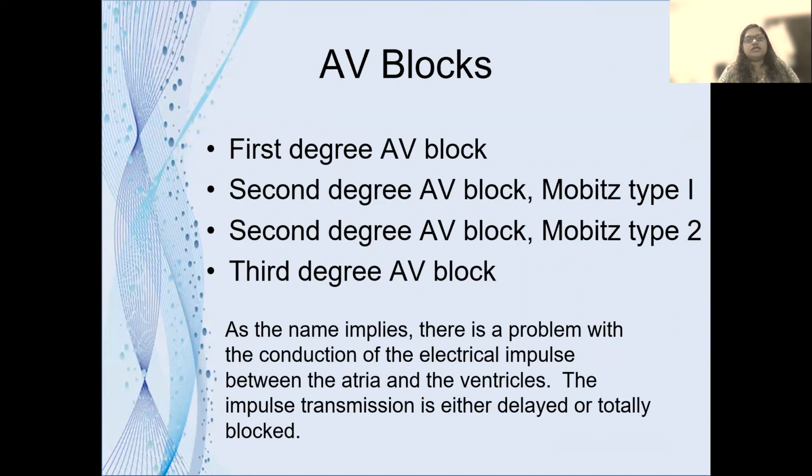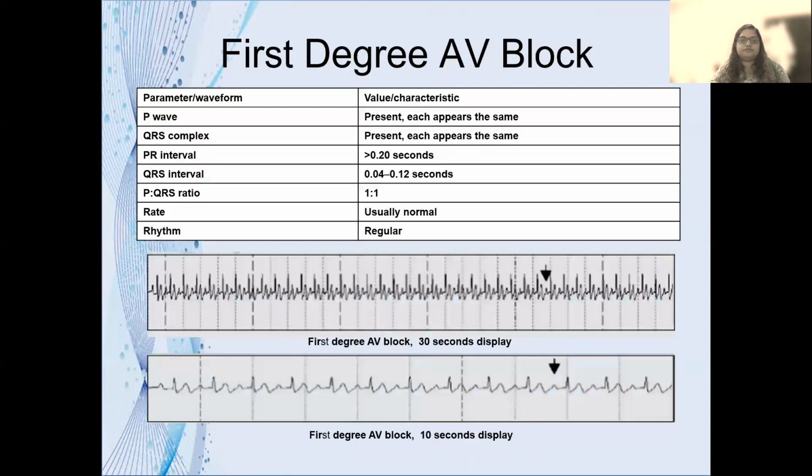AV blocks. AV blocks, atrioventricular blocks, are another set of ECG abnormality. So you can have first degree AV block, second degree AV block Mobitz type 1, second degree AV block Mobitz type 2, and third degree AV block. So as we say block, there is a problem with the conduction of the electrical impulses between the atrium and the ventricles. The impulse transmission is either delayed or totally blocked. Okay, that's why we say atrioventricular block.